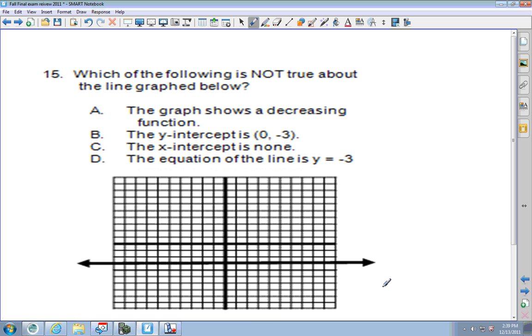Next, which one of the following is not true? Very important to see this right here about the line graph below. The graph shows a decreasing function. Is this line going down? No, it's straight across. So wait a minute, that could be it.